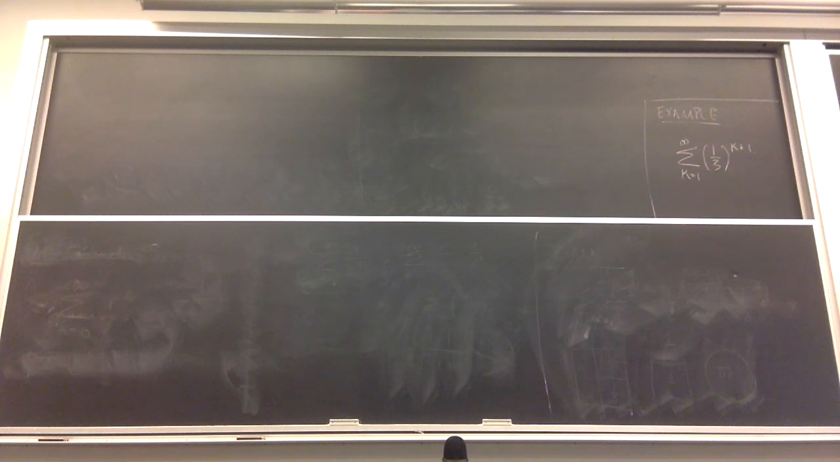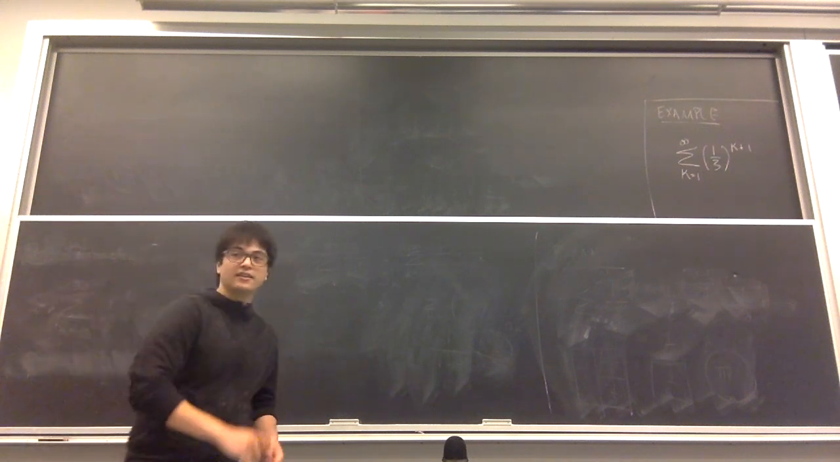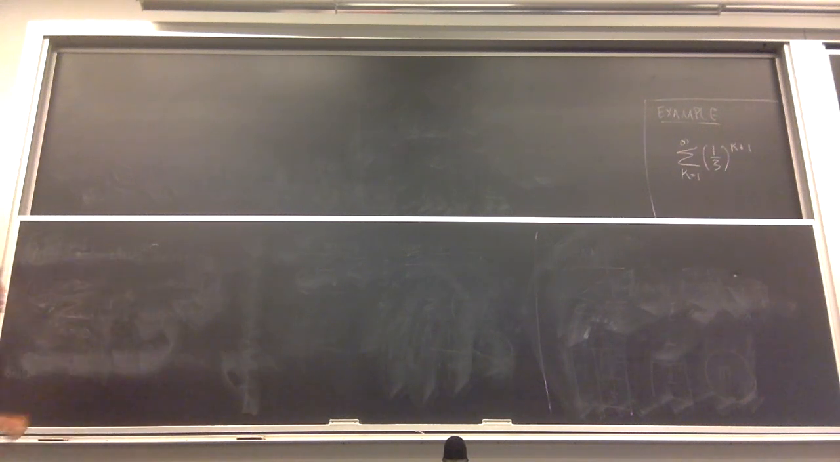Okay, the first thing I have to do is, I'll show you. It's actually less complicated than we think. What's the answer? 1 over 6? Okay, so what's the first step here? The sum from k equals 1 to infinity of 1 over 3 to the k plus 1.